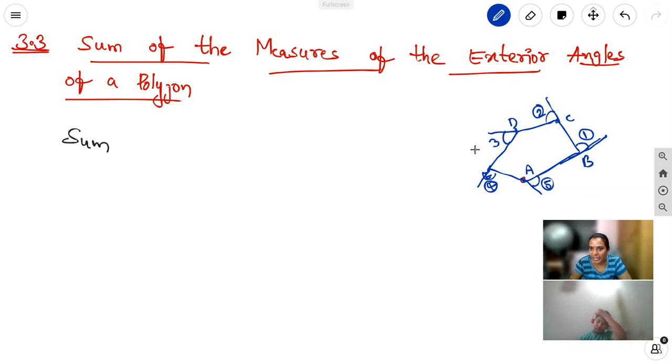Here the sum of the exterior angles is equal to 360 degrees. Why? Because when we start at point A to B, B to C, C to D, D to E, E to A, it makes some circle. Whatever the circle is, not the same radius, but we are making a complete rotation. Rotation means that it makes 360 degrees.